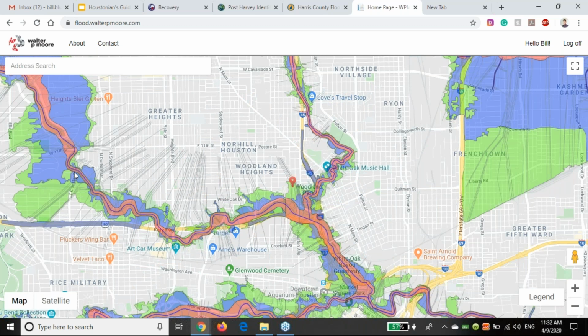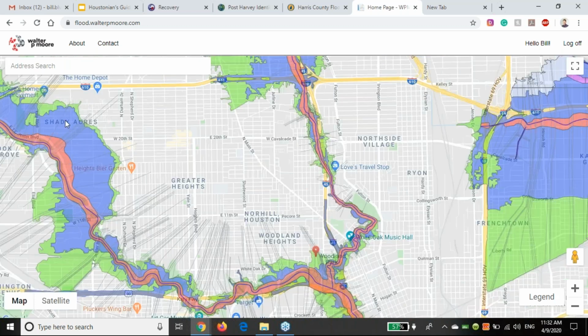Okay. Perfect. So you have these areas of Shady Acres, I mean, I am very nervous about these areas in Shady Acres that have all been built up.